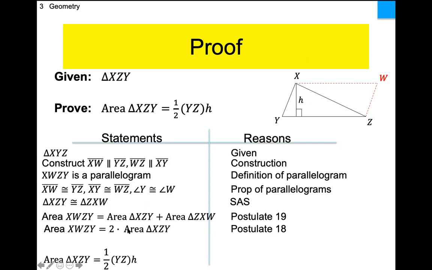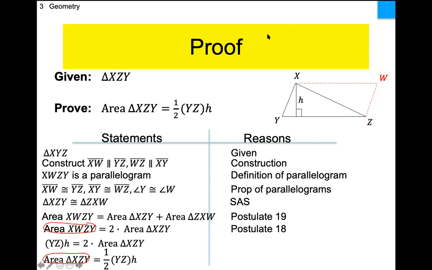Okay, so let's see what I have here. Well, I have a problem here because mine says area of a parallelogram, but the goal says area of a triangle. So somehow I have to change from parallelogram to triangle. How am I going to do that? Well, here's how I'm going to do that.